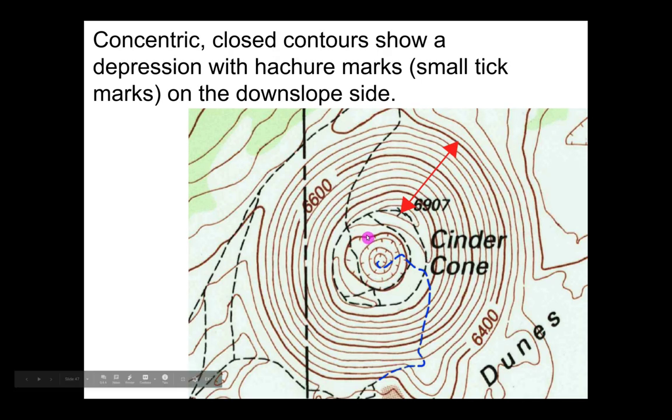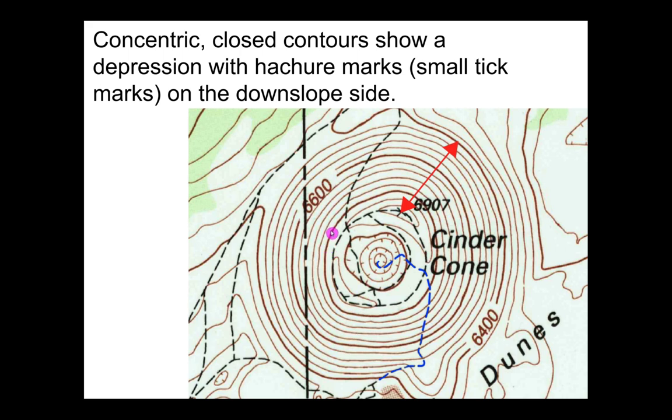Oh, what if it's a depression? What if it's a caldera? What if it's the cinder cone where it actually dips back down? If these were just regular closed circles, we would assume that would be the summit and you'd be going up and up and up. But actually these tick marks are called hachure marks, and they point down slope. Not only do they point down slope, but they have the same elevation as the last contour line.